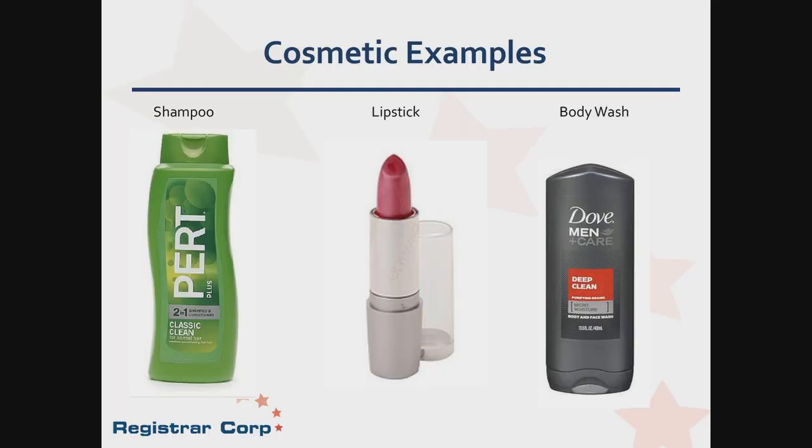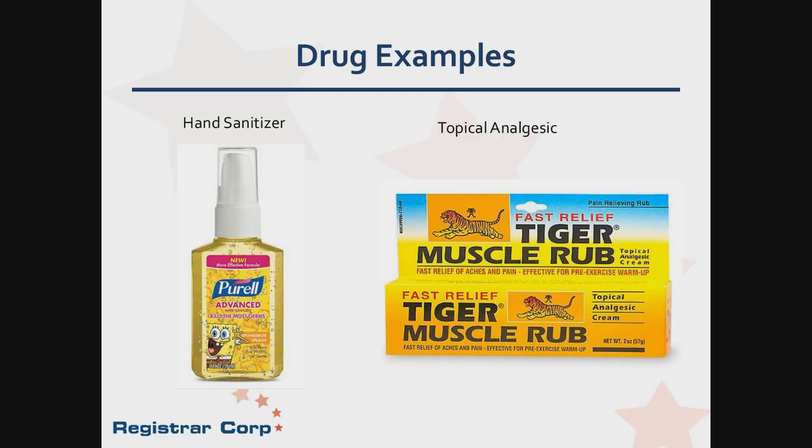So here's some general examples for cosmetics. For example, you've got shampoos, lipsticks, body washes. They all cleanse and beautify, but don't make any sort of structural or functional change to the body. Some examples for drugs. Hand sanitizers kill bacteria and can prevent disease this way, so they are regulated as drugs.